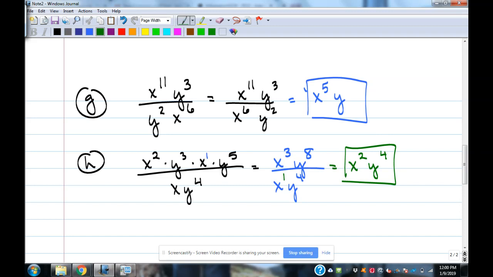Okay, so look to see if there's anything you can do to combine anything in the top or the bottom, and then do your subtraction on your exponents. Remember, the bases have to be the same to do any of that. If the bases aren't the same, you can't do it. All right.